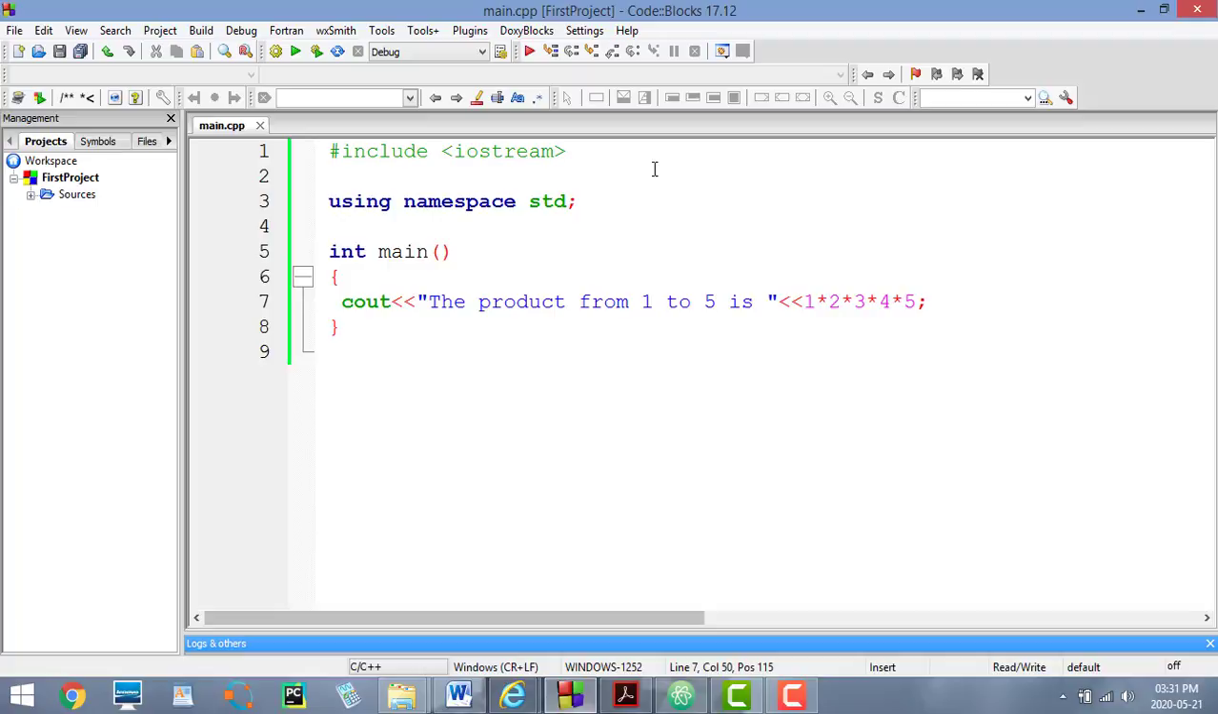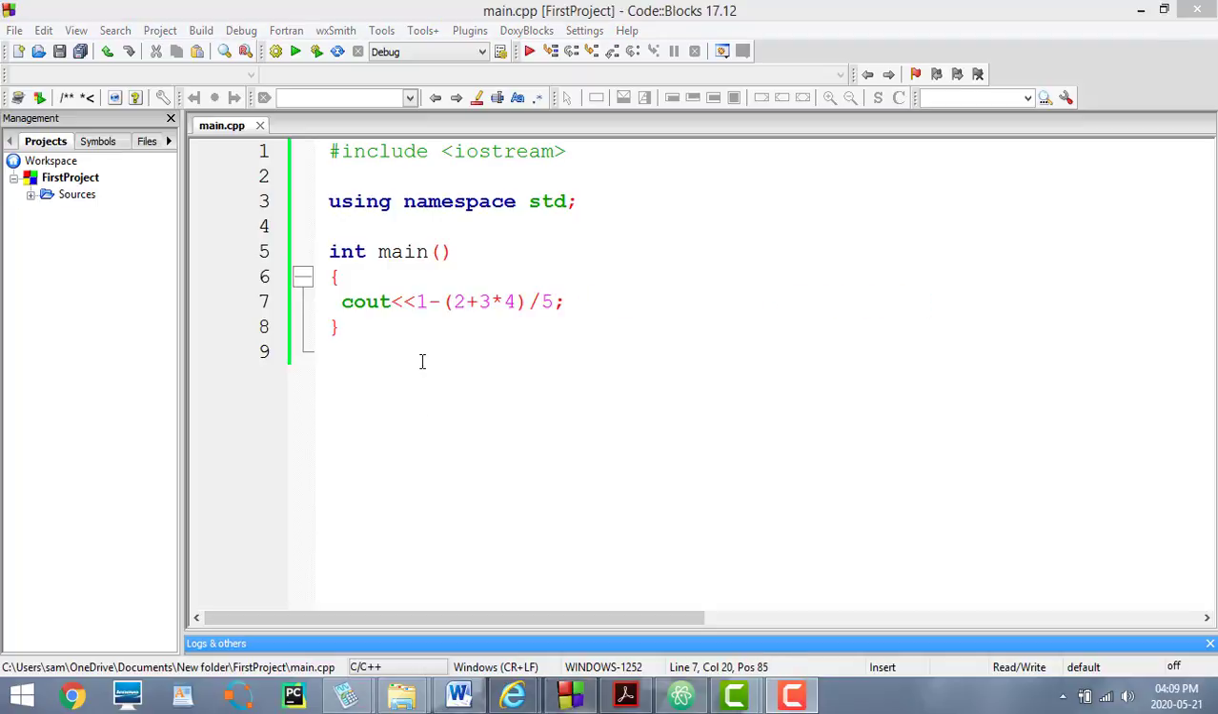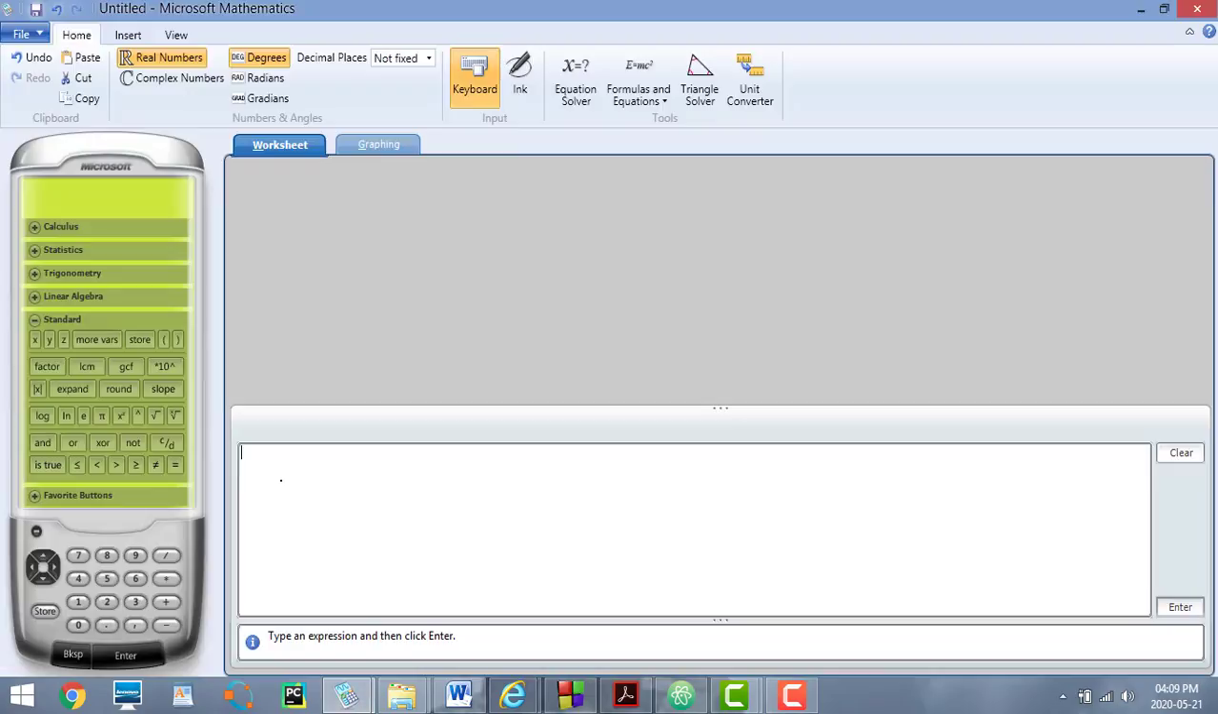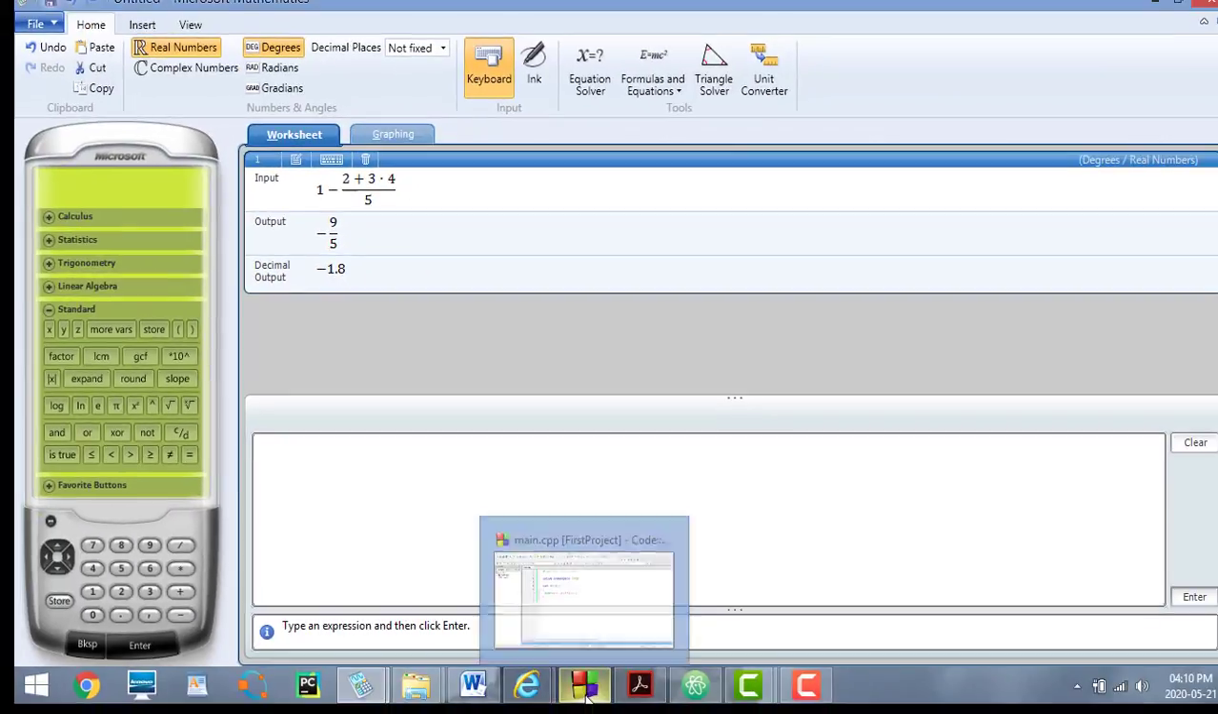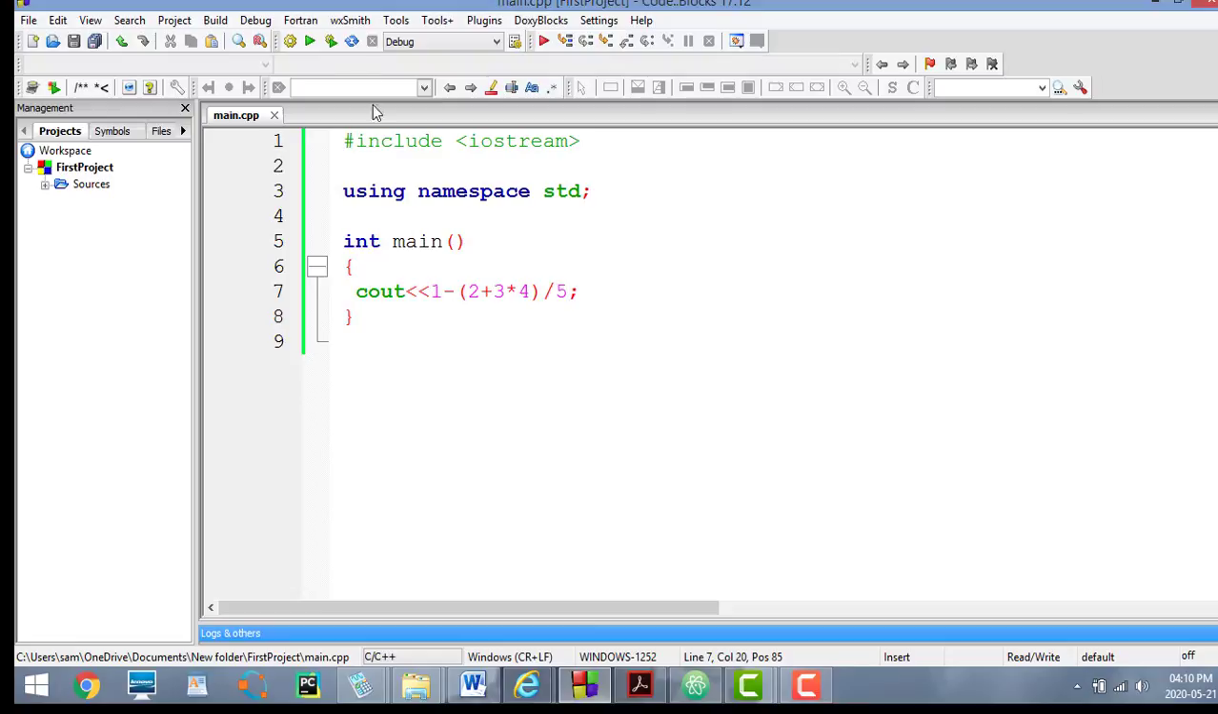Right now you might be thinking, why am I learning this? This is stuff I know from grade R. Well, here's a demonstration of why I'm showing you this. Look at the following example: 1 minus 2 plus 3 times 4 divided by 5. If you type the exact same thing in your calculator, let's say 1 minus 2 plus 3 times 4 and close bracket, divided by 5, you will get negative 1.8. Now let's run this and see what we get.